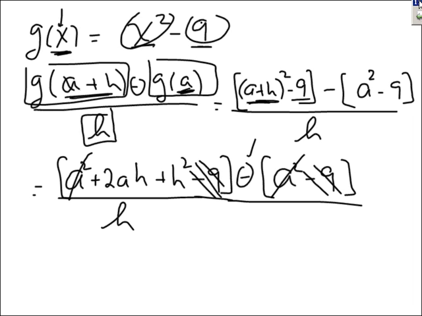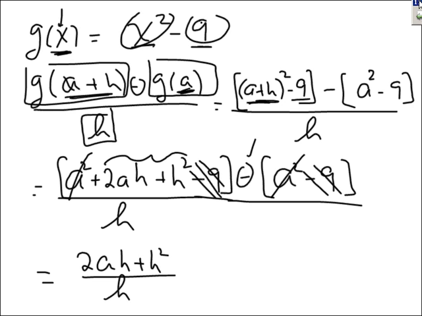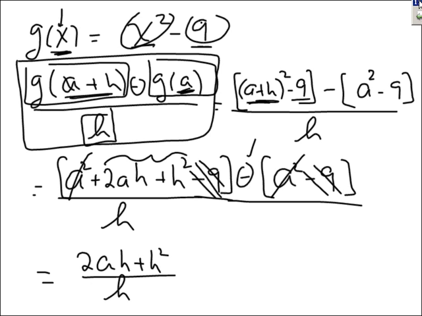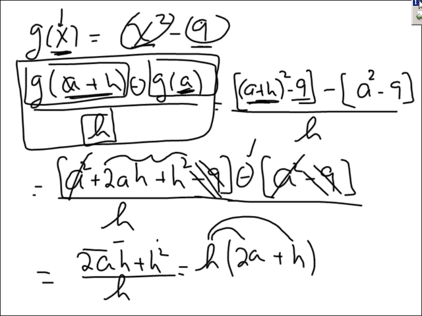So, what did survive? Well, those two pieces survive. 2ah plus h squared over h. And whenever you have this formula, if you make no mistakes, h is going to factor out on the top. You can factor out an h. H times 2a is the same as 2a times h plus h times h gives you h squared, and this is all over h. Now, sometimes you get 2a plus h, when h is not 0, because this cancels out to 1.